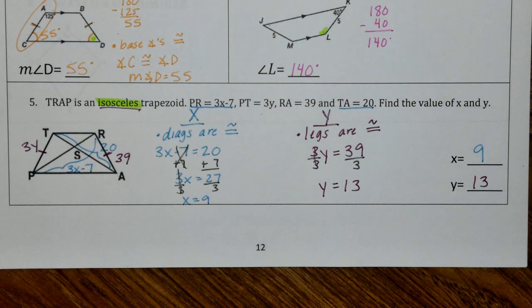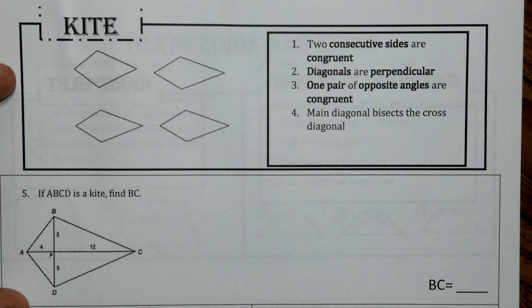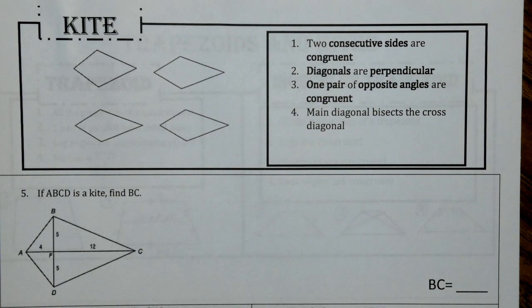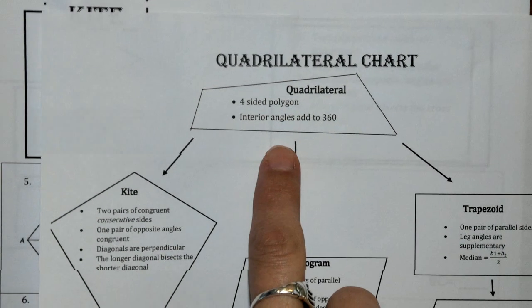So these are the bases of your trapezoids, whether it's just a trapezoid or an isosceles trapezoid. The only difference is, the isosceles has a lot of new characteristics with those congruent sides. Let's go ahead and take a look at kites now. This is another quadrilateral. It's going to have the same properties as your quadrilateral. It is a four-sided figure, and its interior angles add to 360.